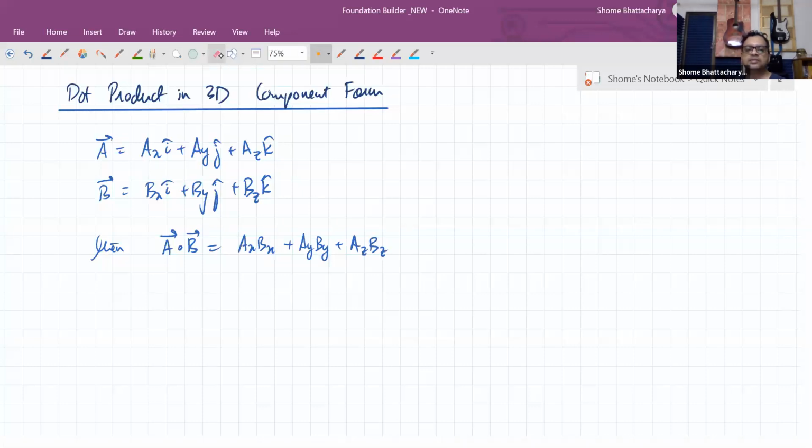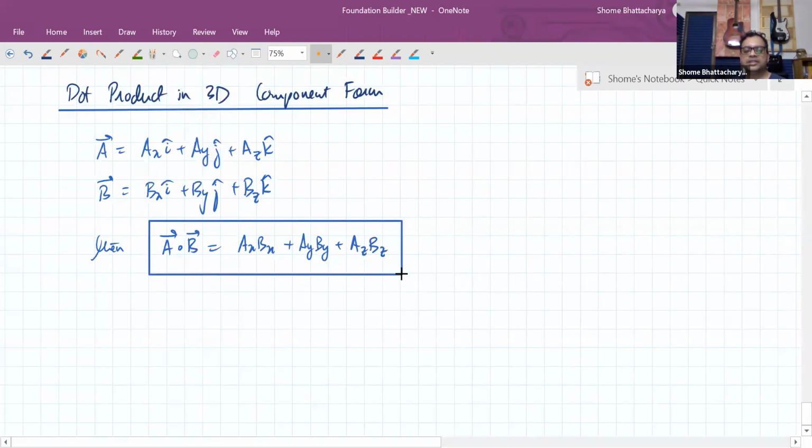So this becomes the general formula. This formula automatically reduces to the 2D case, because in the 2D case Az and Bz are both 0. So you can see this is the general formula in component form.